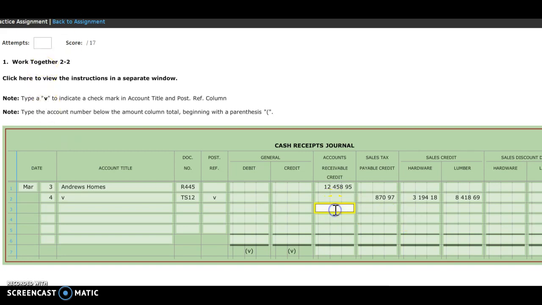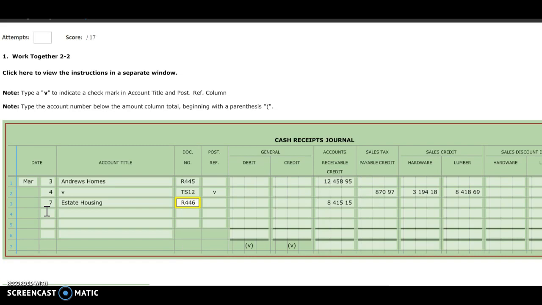I'm going to go ahead and put that into my accounts receivable. That's going to be $8,415.15. I probably should put the rest of the information in there. This is Estate Housing, and it's receipt 446. Okay, so once we figure out that they owe us $8,415.15, now we're going to figure out what that discount is.